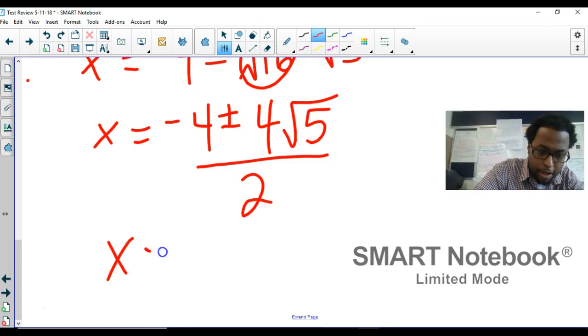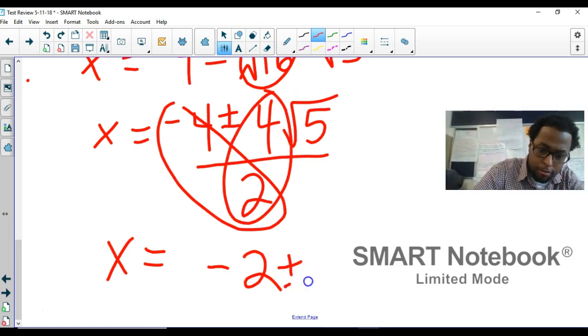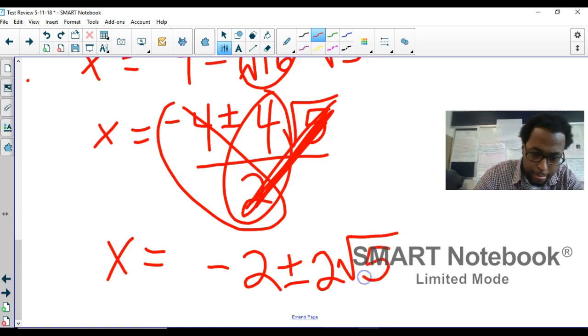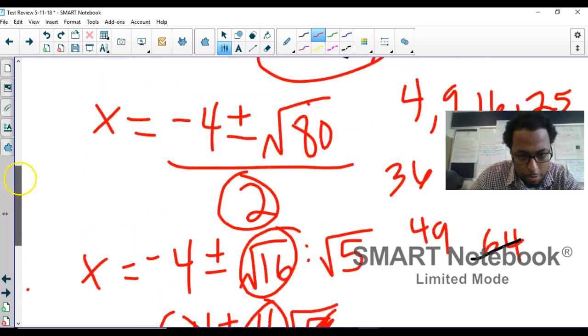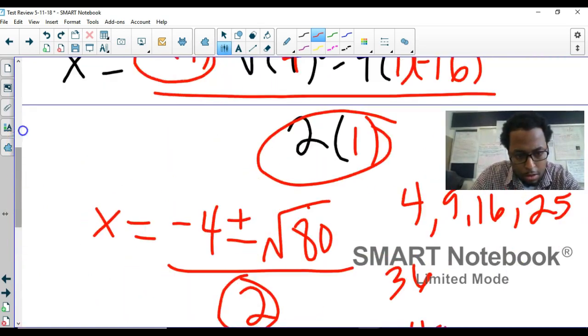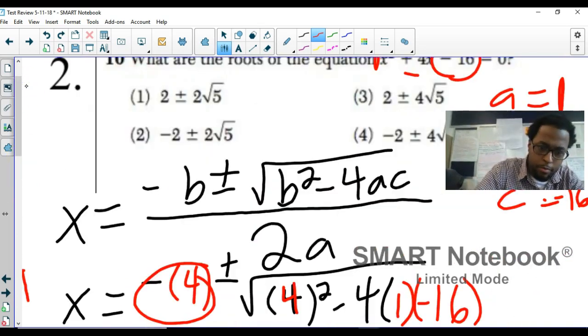Now I'm simply going to simplify. Negative 4 divided by 2 is negative 2. Then plus or minus 4 divided by 2, which is 2. You cannot divide this. You cannot divide that. Don't even think about it. Just simply bring the radical 5. Okay? And I think I have my answer. My answer choice is going to be 2.